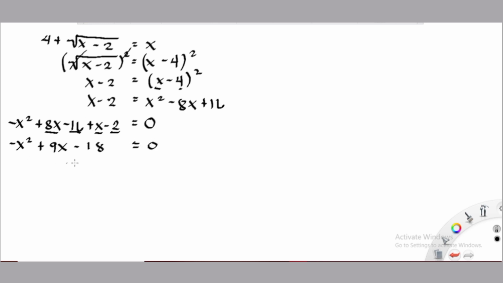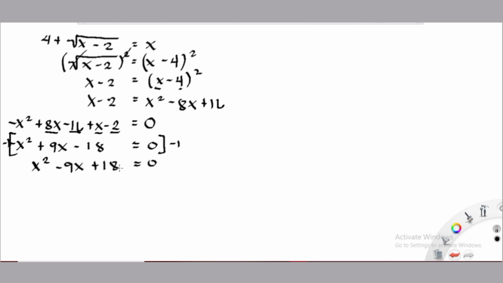So we have here a quadratic equation. The value of a is negative, so we have to make it positive. It means that we have to multiply the whole equation by negative 1. So each term of our trinomial will change its sign. Negative x squared will become positive x squared, plus 9x will become minus 9x, and negative 18 will become plus 18, equals 0.